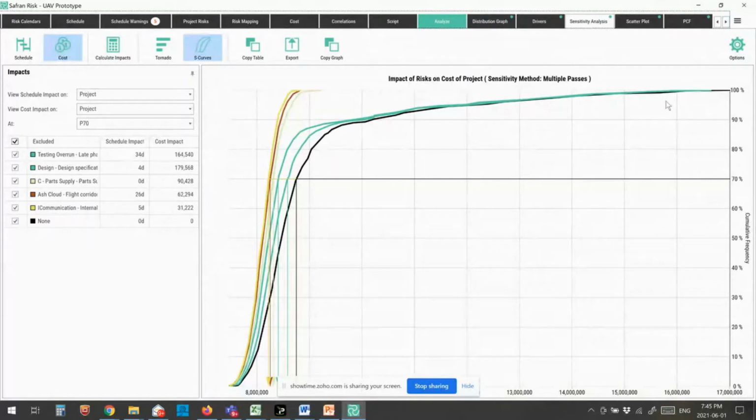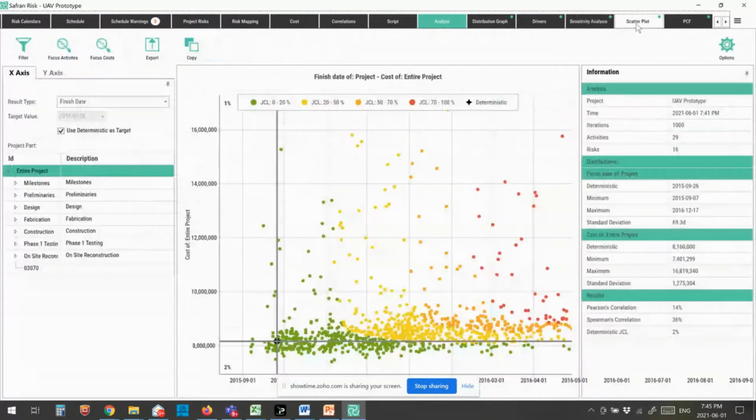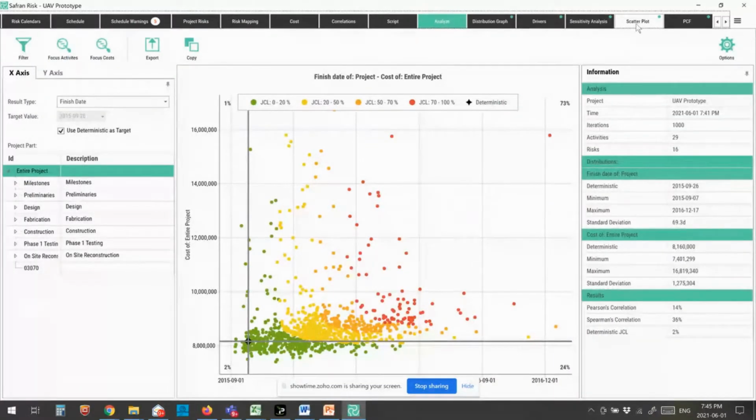Doing an integrated cost and schedule analysis really lets me get to, and that is done through the scatter plot. So when I look at my overall project, if I'm working in two separate systems, I can look at my distribution on a cost basis, or I can look at my distribution on a schedule basis, but I have no way of looking at both of them together.